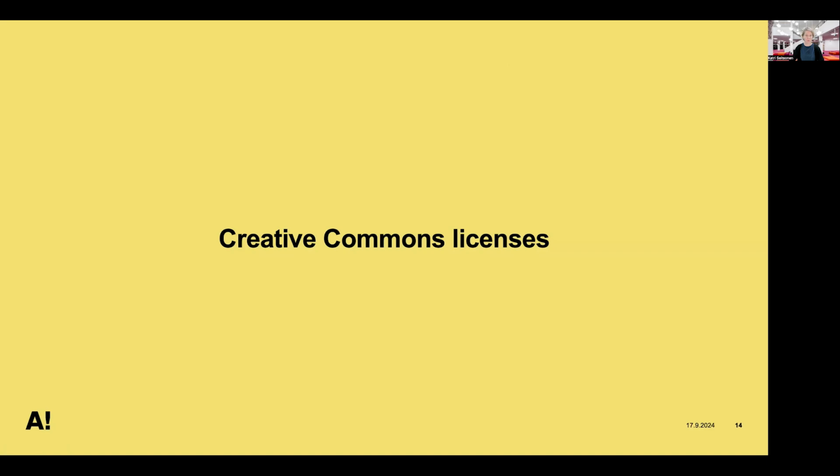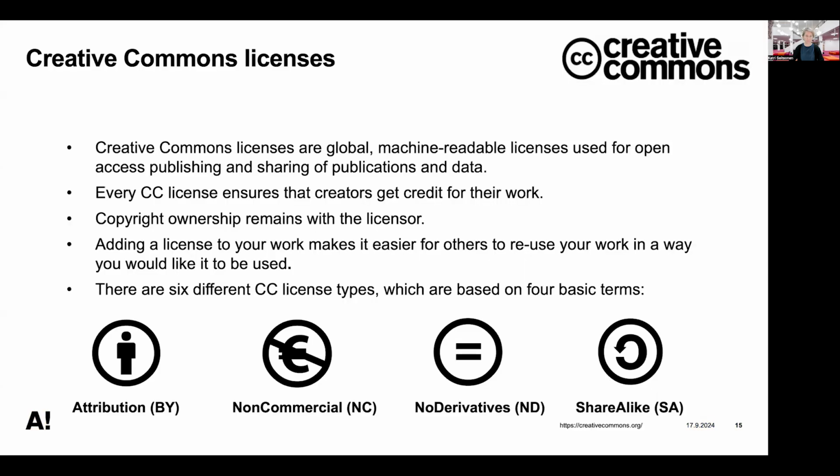And next, we will give you a brief introduction to Creative Commons licenses, which are widely used in open access publishing. Creative Commons licenses are global, machine-readable licenses which are used for open access publishing, both for publications and data. Every Creative Commons license ensures that creators will get credit for their work, and the copyright ownership will always remain with the licensor. Adding a Creative Commons license to your work makes it easier for others to reuse the work in a way that you have defined beforehand.